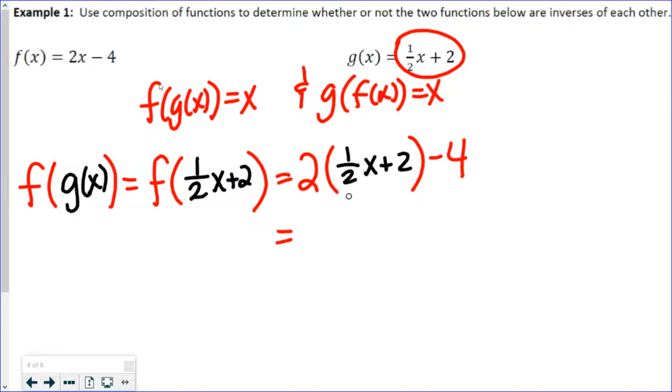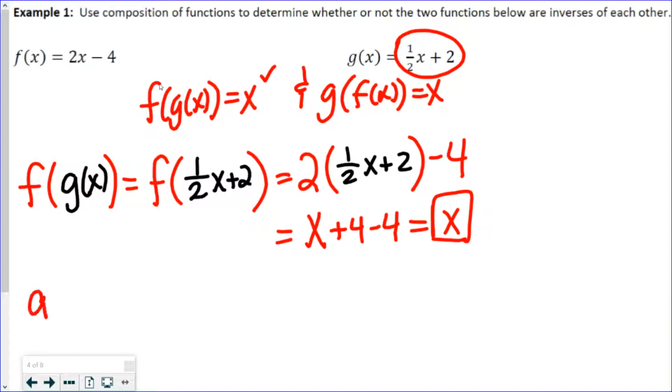So 2 times 1/2 is 1, so I got 1 times x, which is x. 2 times 2 is 4, and then minus 4. This plus 4 minus 4 cancel each other out, and that's equal to x, which is what I needed, right? So I've satisfied this part. Now I've got to go prove that it works in the other direction as well. You can't do just one direction, it has to be both.